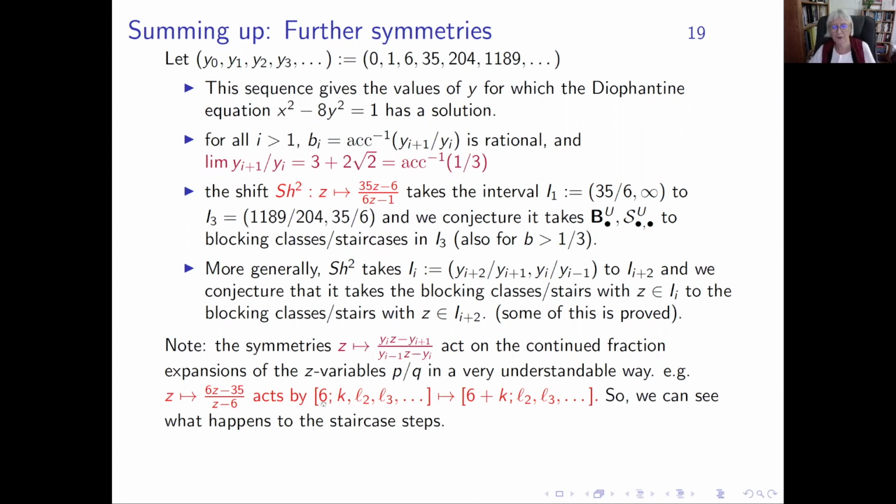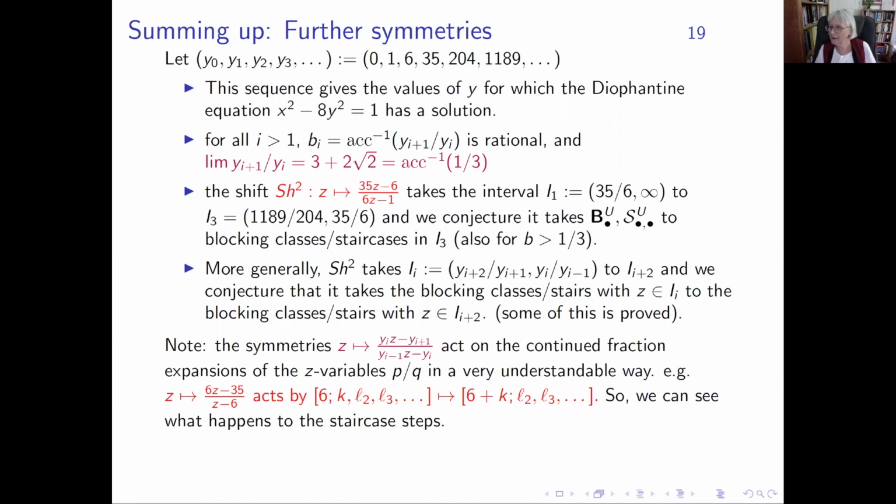But then if you look at a continued fraction of the form 6k L2 L3, where these could be any integers, and this is bigger than 6, by the way, then it goes to 6 plus k times this. So it just has this very nice form. This map here is not one of the ones up here. It's not this one, because this is a slightly different one. So probably it's the inverse of that shift.